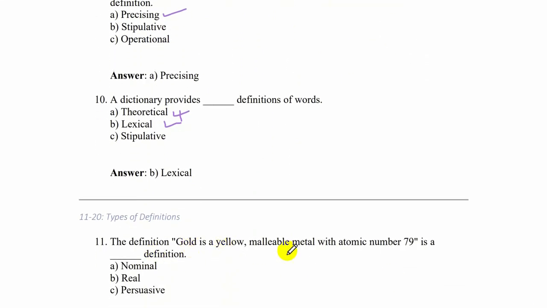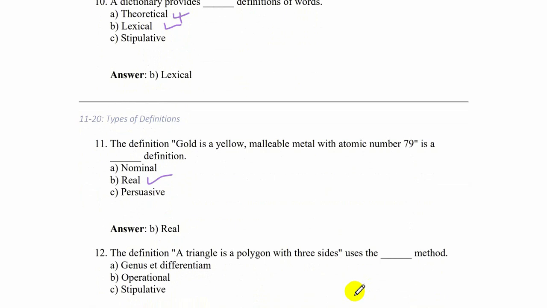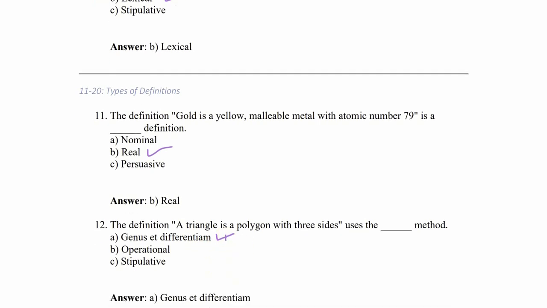The definition, gold is a yellow malleable metal with atomic number 75, is a real definition. The definition, a triangle is a polygon with 3 sides, uses the genus et differentia. Let me check the answer. The definition, a triangle is a polygon with 3 sides, uses the genus et differentia method.